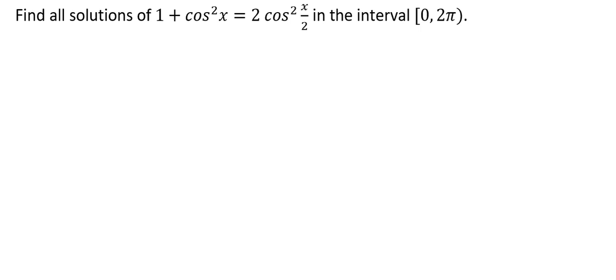In this video, we're going to find all solutions of the trig function 1 plus cosine squared of x equals 2 times the cosine squared of x over 2 in the interval 0 to 2 pi. So looking at our original problem, we see that we actually have a half-angle formula that we could use for the cosine of x over 2. And because the cosine here is squared, we can just take our half-angle formula and square it.